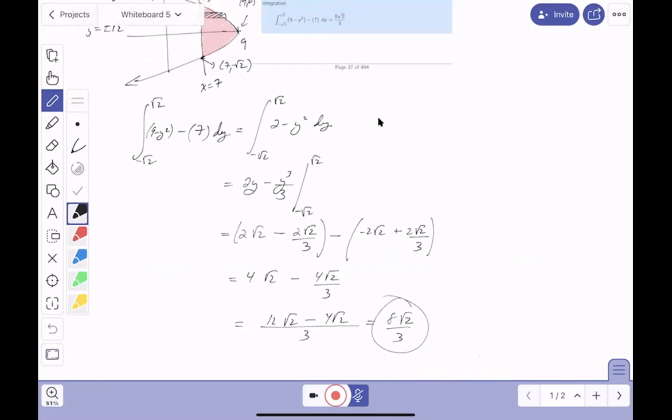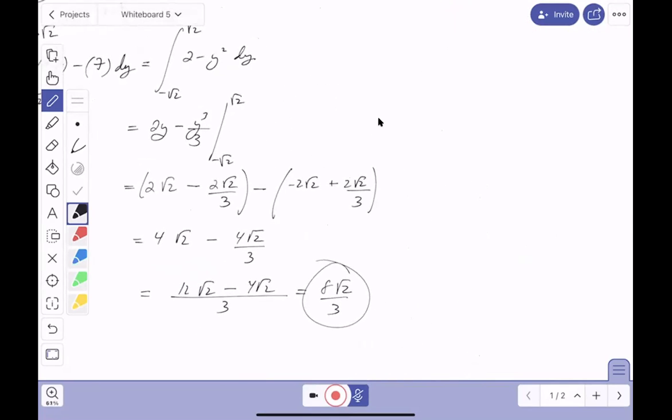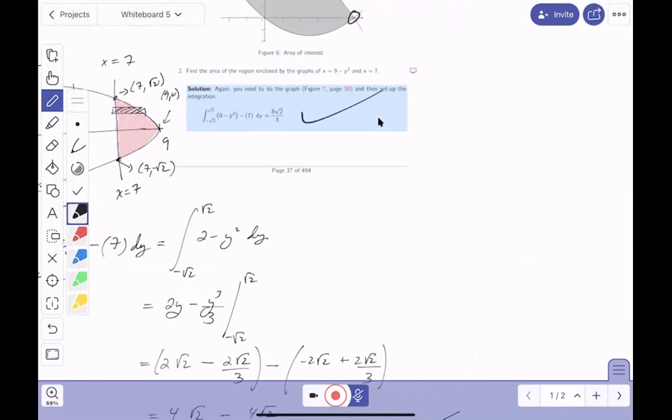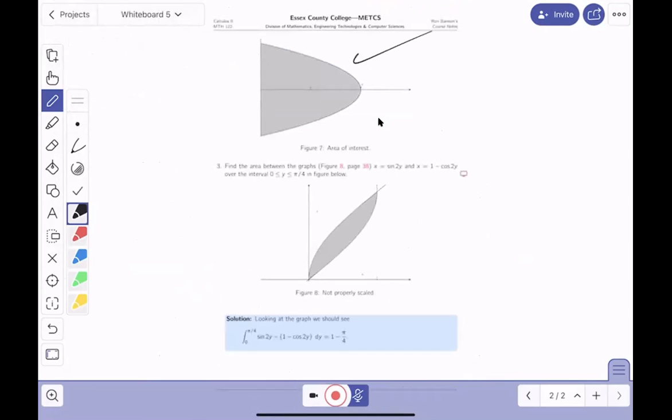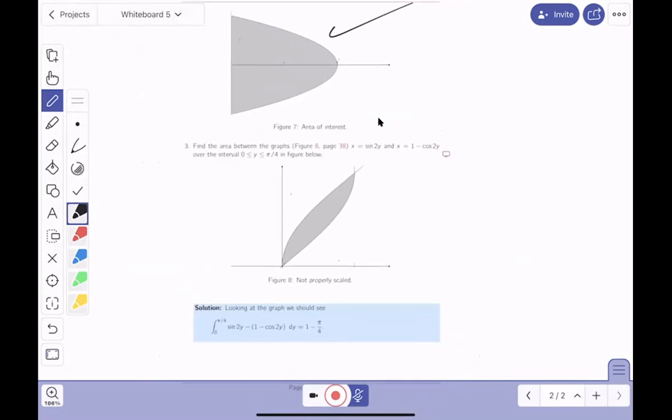All right. So let's take a look at our answer. 8 root 2 over 3. My God, I got this one right too. This is good news. All right. Look at the next page. They provide a better picture for me. All right, let's look at number 3.